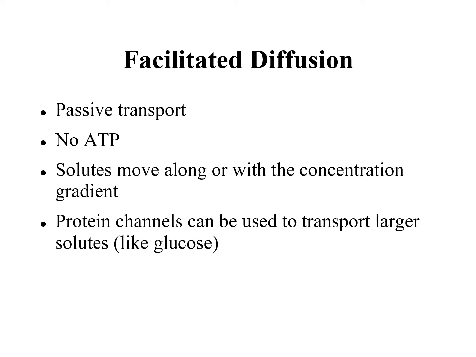All right, so let's talk about this type of passive transport, facilitated diffusion. Again, no ATP is required because it is passive, and we do move molecules with the concentration gradient from areas of high concentration to areas of low concentration. That's what it means when we say we're moving with that gradient. Now, this time we're going to be using protein channels to transport larger molecules like glucose.